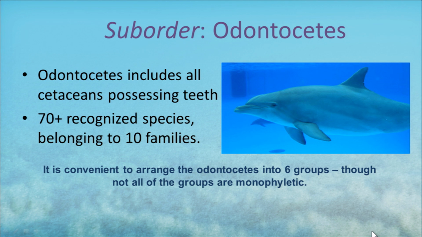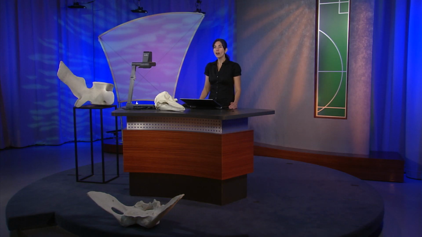While taxonomically we really should cover them as 10 distinct families, it's more convenient to group them together as 6 groups. 5 of those groups are going to be monophyletic, that is, each group really represents a distinct family. But the last group, the river dolphins, are paraphyletic, and their grouping is one of convenience. So not all the groups that we talk about will be monophyletic.